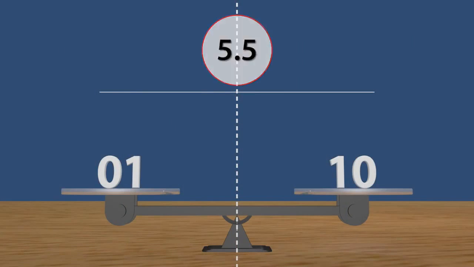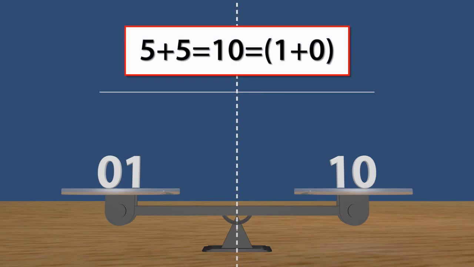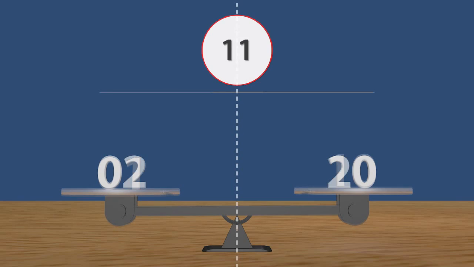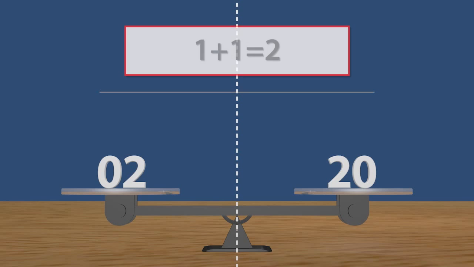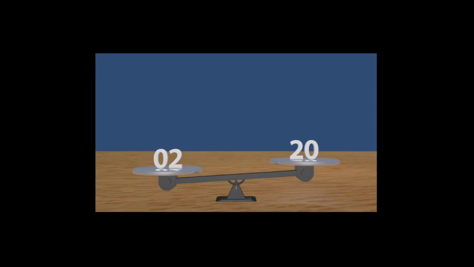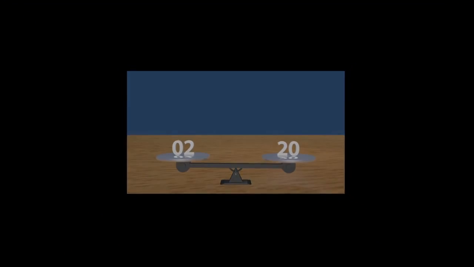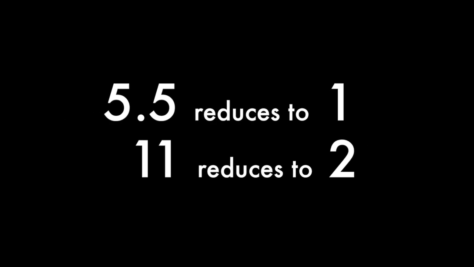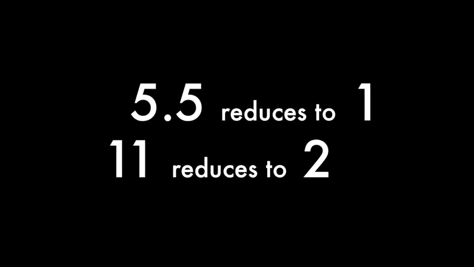5.5 could be interpreted as 5 plus 5, which reduces to 1, the parent number of its scale. Likewise, 11 could be interpreted as 1 plus 1, or 2, the parent number of its scale. This idea of summing the digits of a multi-digit number is called reducing, or finding the digital root. It is a common practice in our new paradigm.